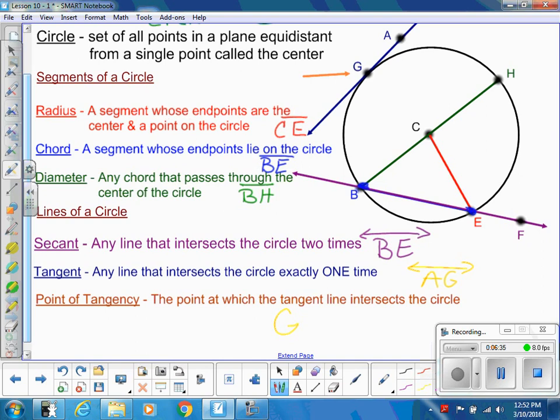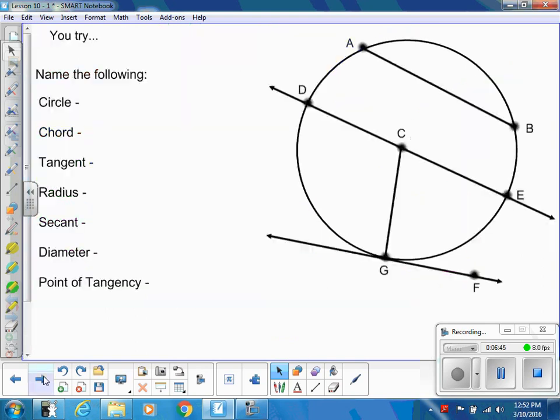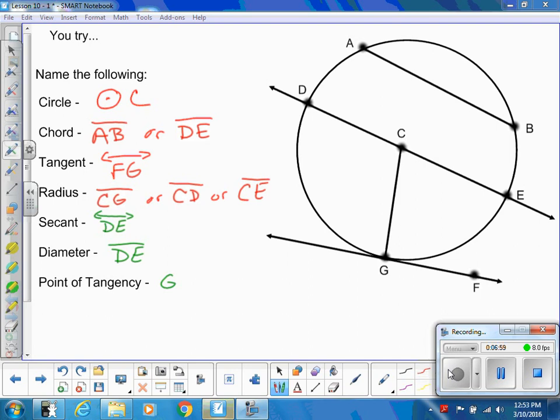Okay? So, again, I'm going to move through this kind of fast. Pause if you need to. You guys try. Pause the video, try labeling it, and then play. So here are the labels you should have come up with.